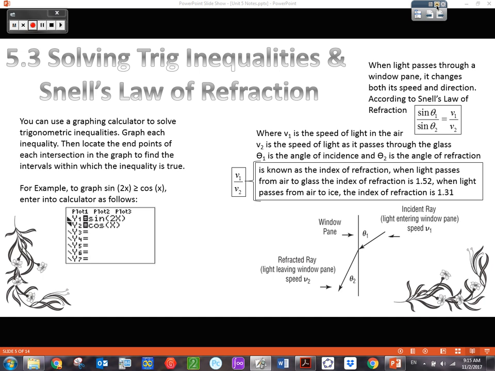What we're going to do is use our graphing calculator to help us solve the trig inequalities. That's what we're going to be doing today. We're going to graph each of them and then locate the endpoints of each intersection in the graph and find the intervals within which the inequality is true. That's what we're going to be doing.